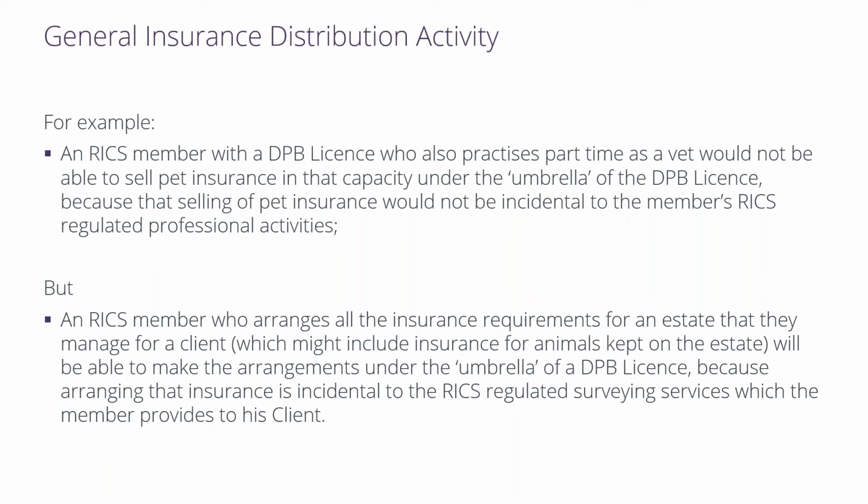But an RICS member who arranges all the insurance requirements for an estate that they manage for a client, which might include insurance for animals kept on the estate, will be able to make the arrangements under the umbrella of a DPB license, because arranging that insurance is incidental to the RICS regulated surveying services which the member provides to his client. Estate insurance is probably the most complex area in determining the incidental test. Fundamentally, it needs to be understood that RICS regulated firms are ancillary insurance intermediaries and not a direct insurance provider to members of the public.